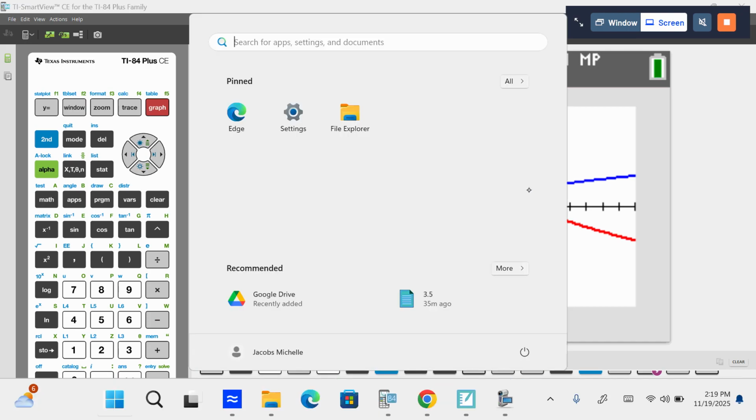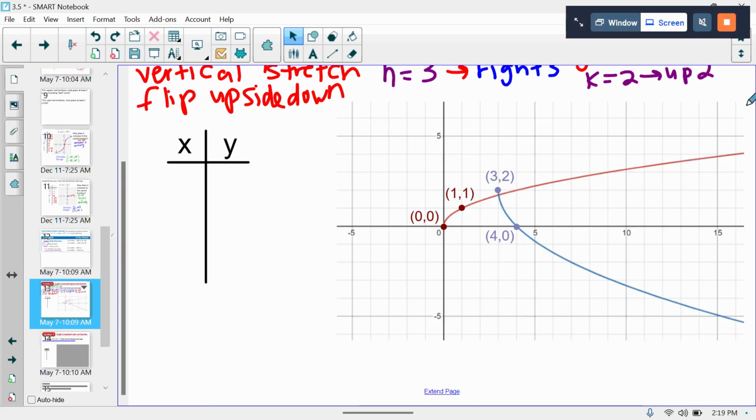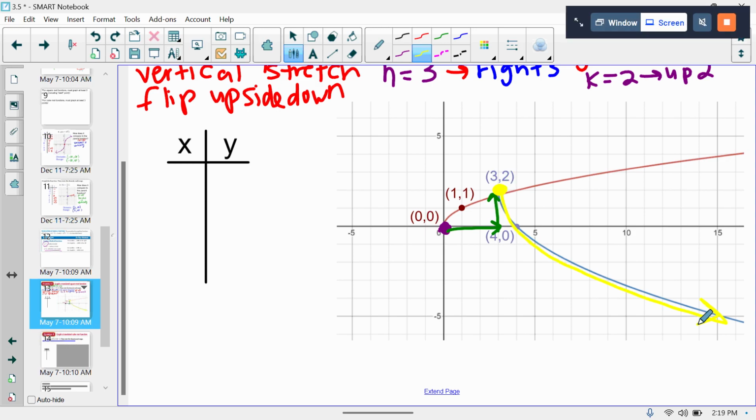I'm actually going to pull up the graph I have on my paper, just because I want to be able to write on it. So the parent function has the point 0, 0. What happens is that point goes to the right 3 and up 2. So this point right here is like the new starting point of our graph now, okay? And then from there, it's flipped upside down now because of the negative 2, okay?